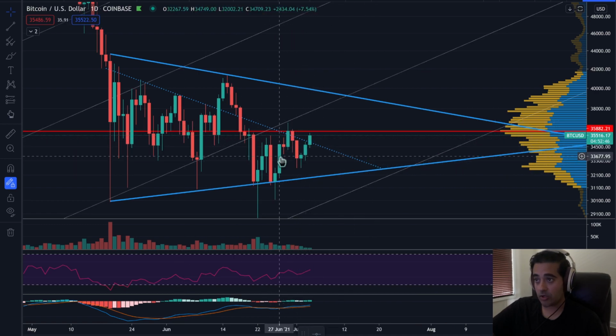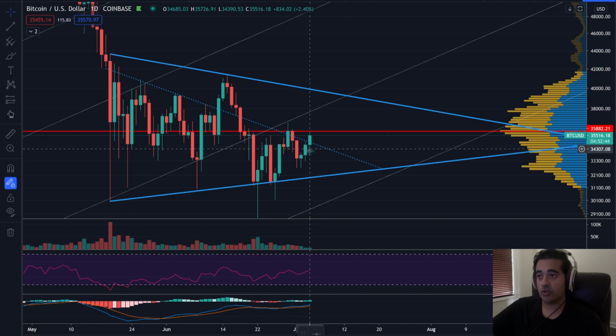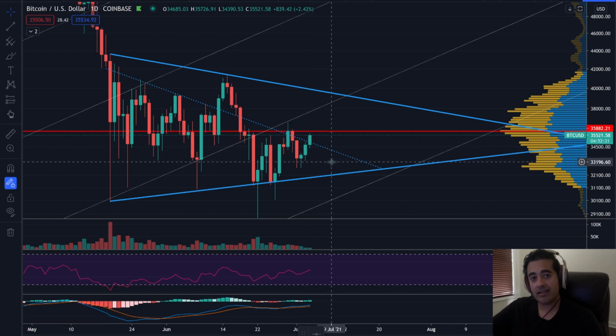We're in this smaller triangle. Now we're trying to break out again. So the real key is, are we going to get support in the next day or two at around 34,800 roughly? That's where it is now if we were to hit that trend line. Coming back down and touching that trend line, so hitting like 34.5, 34.8, that's not a bad thing.